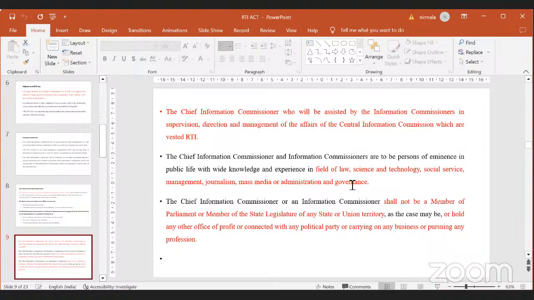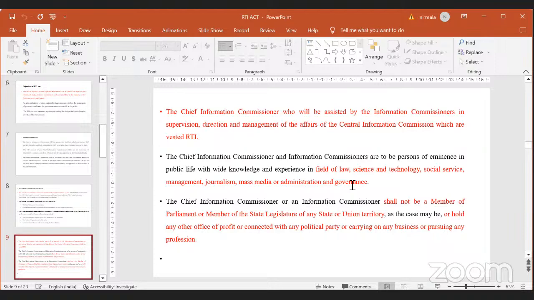The Chief Information Commissioner or an Information Commissioner shall not be a member of Parliament or member of the state legislature of any state or union territory, as the case may be, and shall not hold any office of profit or be connected with any political party or carry out any business or pursue any profession. So those appointed as Chief Information Commissioner and Information Commissioners will not hold any other work or be working in any of the institutions, or be members of Parliament or state legislatures, or be doing any other works.